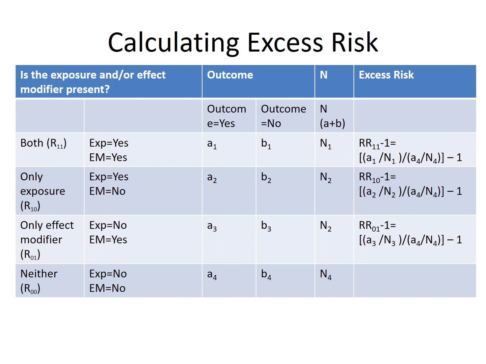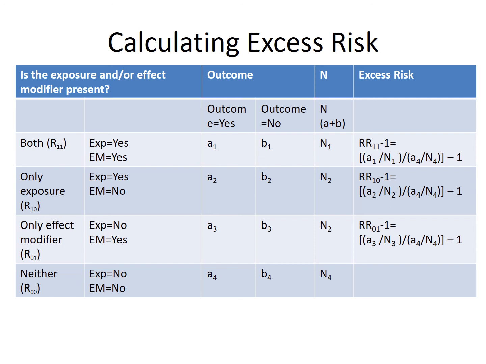RR11, so the risk ratio for both together, and that is calculated by A1 divided by N1, and then that divided by A4 over N4. And subtract that out by 1, you have the excess risk of the joint conditions together, the effect modifier and the exposure together.